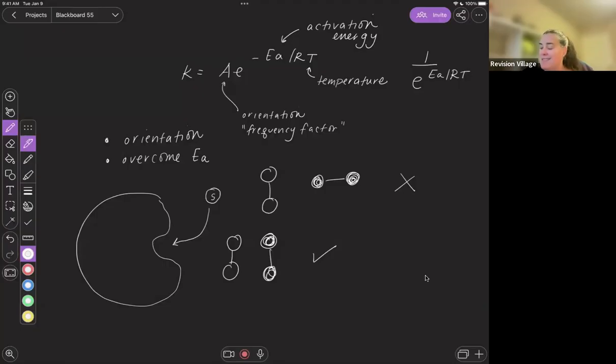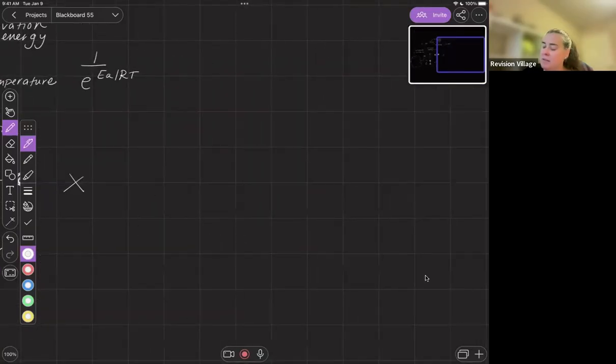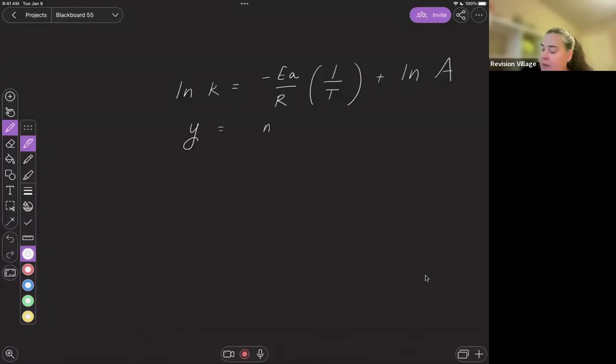The only way that I see us using it in class is in its linear form, which is also in the data booklet. You don't need to be able to write this down without having the notes. But I've just taken the natural log of the last equation. It's the same thing, just written in a different form. But when we write it in a different form, you can see that it has the expression of a line. So y equals mx plus b is my expression for a line.